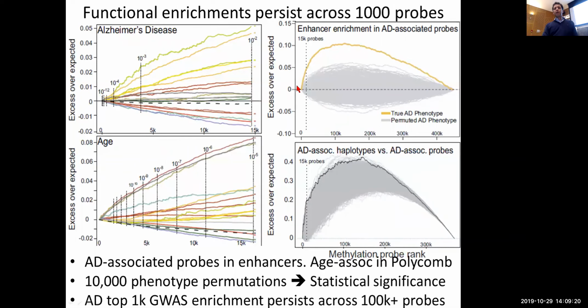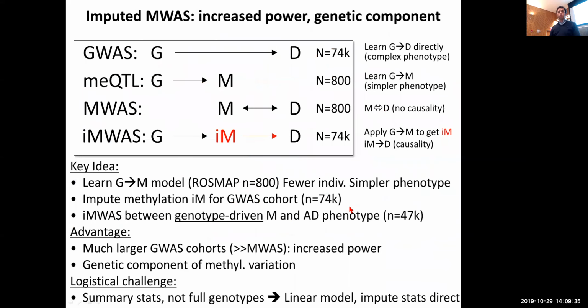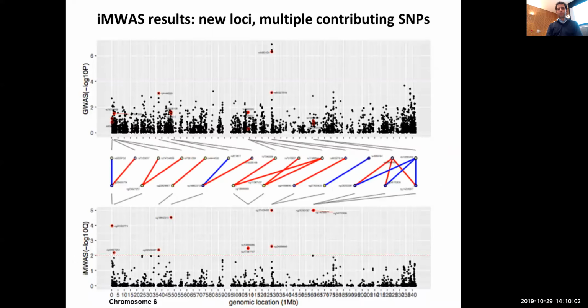And then you can basically ask, if I rank all of my probes according to their association with Alzheimer's, how enriched are enhancers versus promoters? You can see here that enhancers are much more enriched, and so on and so forth. Okay? So that basically allows us to now start asking, if I have the ability to predict methylation from the genome, can I start correlating that predicted methylation with the disease phenotype? And the answer is that this helps you dramatically discover many new loci that are associated with disease.